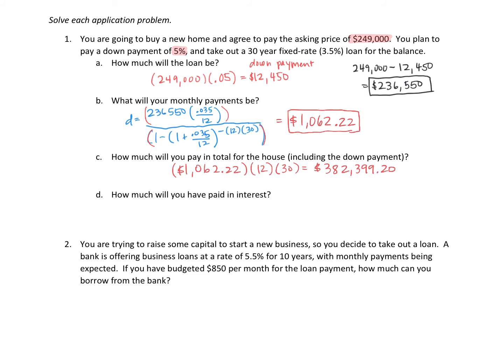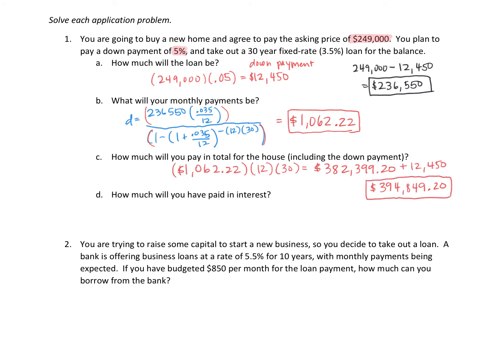Plus, then you have to add on your down payment, so $12,450. And total, what you end up paying for the house, assuming you make no extra payments or early payments or anything like that, is $394,849.20. So that's how much you end up actually paying for the house.